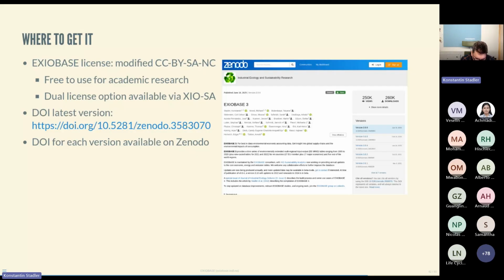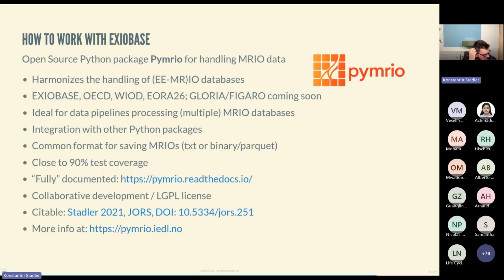Exiobase is provided in basically tab separated files. So you could potentially open them in Excel, but they are too large to handle without any programming language. But there's no limitation on what you can use. So we have seen Exiobase analysis in Julia, in R. I use mostly Python, and I developed a package for Exiobase and MRIO analysis, which is called Pymrio.